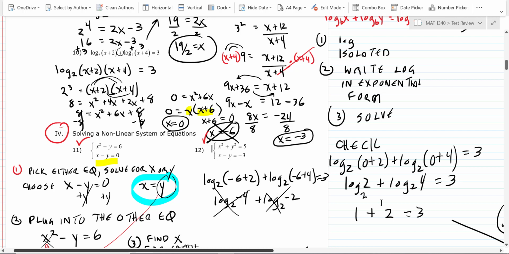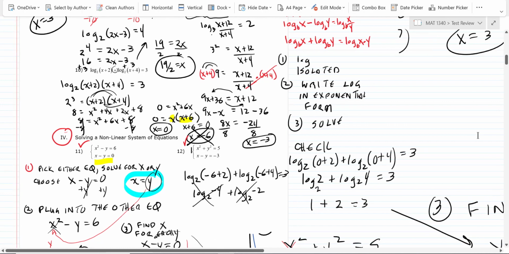We talked about that a lot in class when we were going over the section on logarithmic equations. All right, so that's how you handle log equations. That's the basic idea, and that's what you need to do.